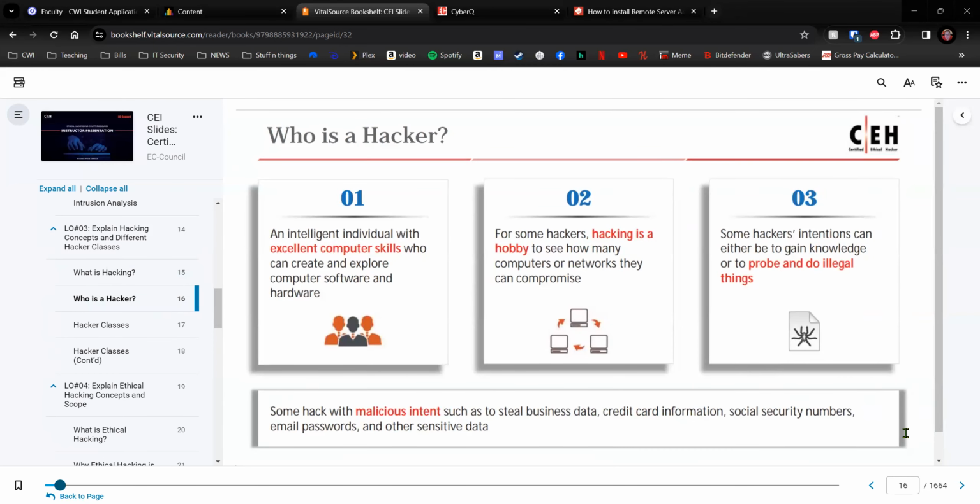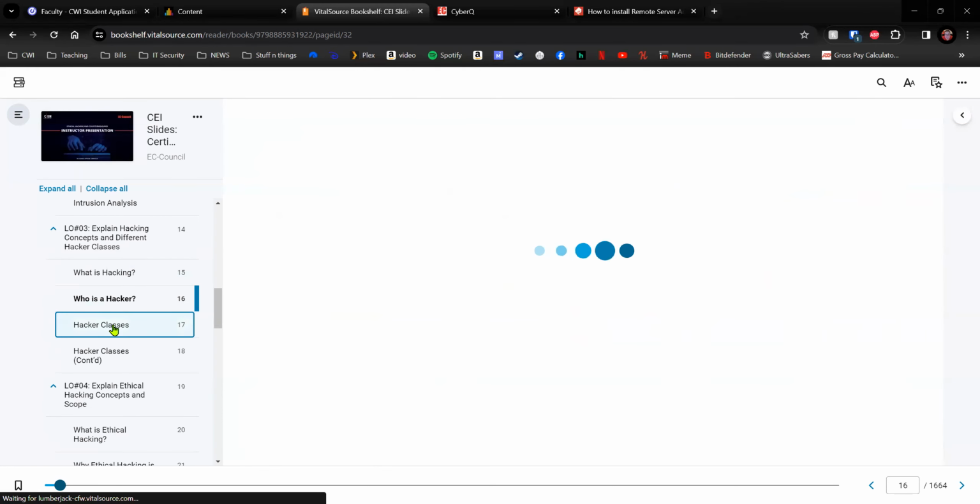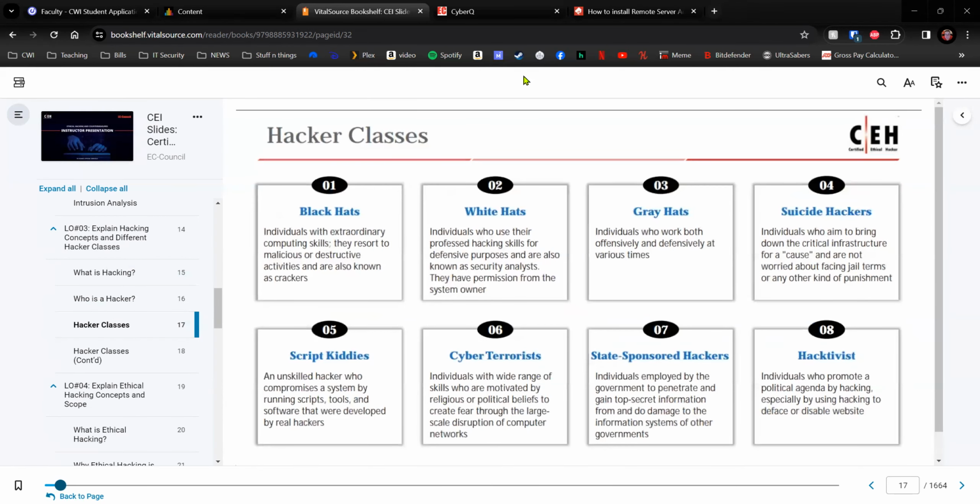Who is a hacker? This is an intelligent individual with excellent computer skills who can create and explore computer software and hardware. For some hackers, hacking is a hobby to see how many computers or networks they can compromise. Some hackers' intentions can either be to gain knowledge or to probe and do illegal things. Some hack with malicious intent, such as to steal business data, credit card information, social security numbers, email, passwords, and other sensitive data. And our hacker classes, which we've gone over before.